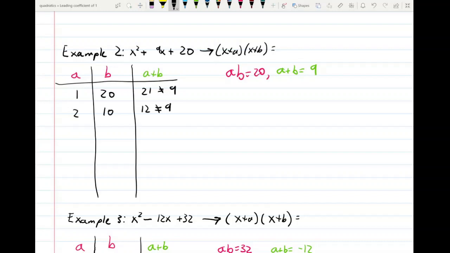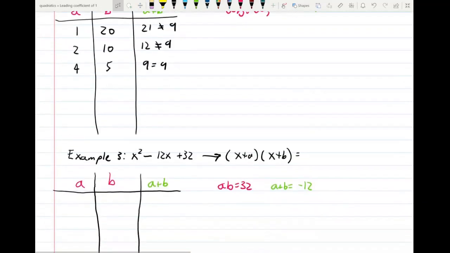Moving a up again, 3 is not a factor, so we'll try 4, which gives us b is 5, and that gives us a plus b equals 9, which is exactly what we want. And that means our quadratic was equal to x plus a, which is 4, times x plus b, which is 5, and that's our factoring.